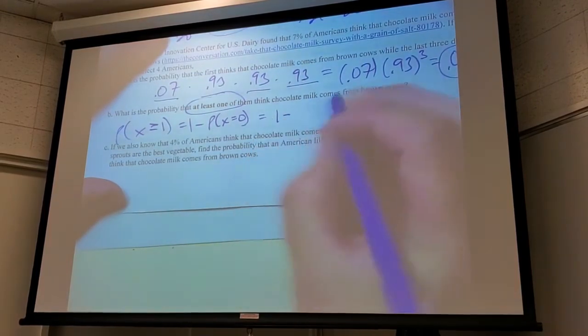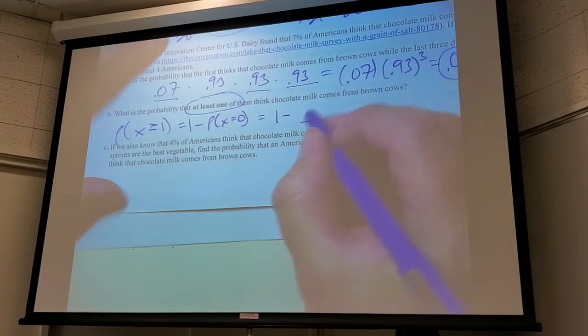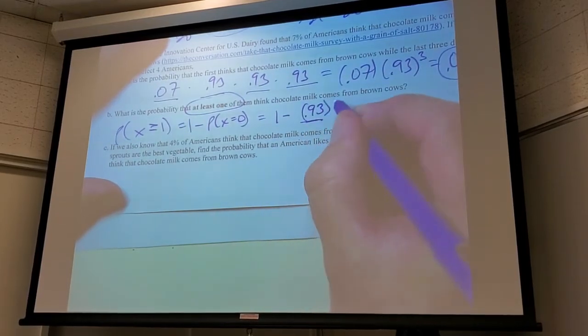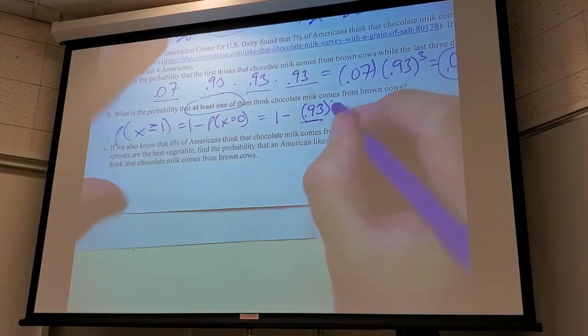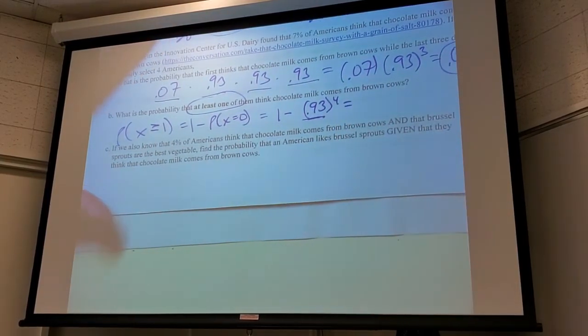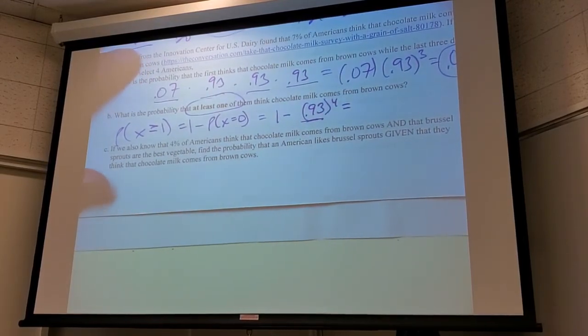So it'll be 1 minus, can we just do this? I'm not going to put it all, it'd be 0.93 to the, because I got 4 of them, right? To the 4th. It's going to be 0.345.